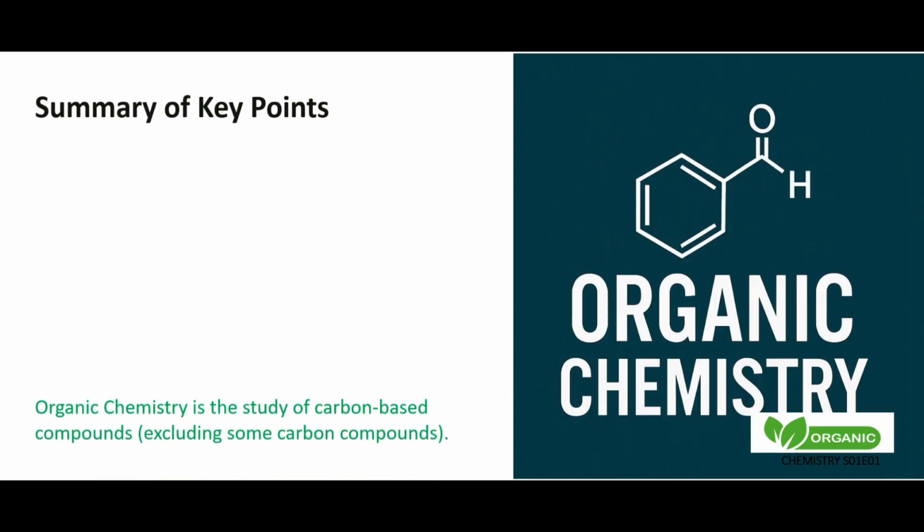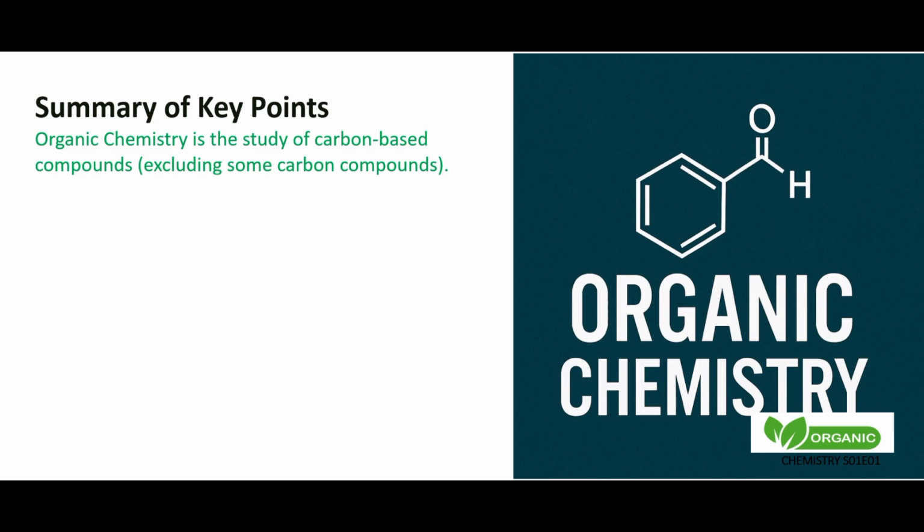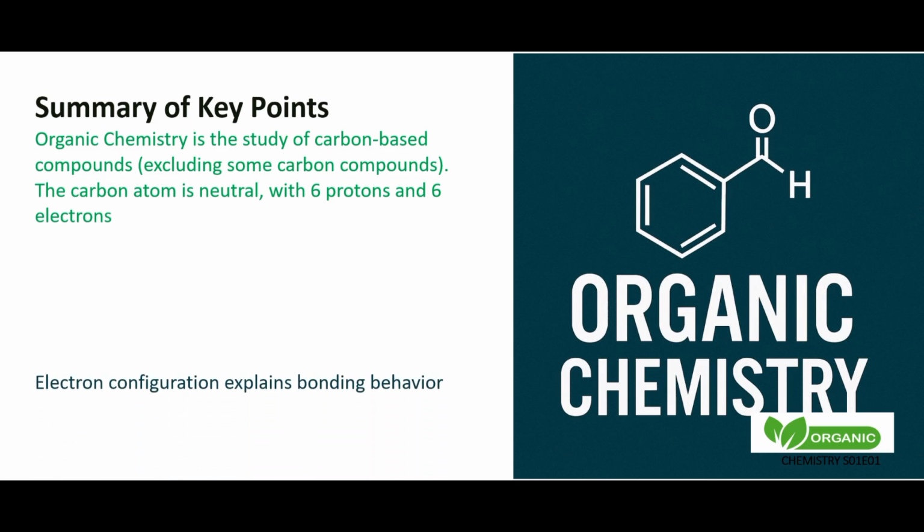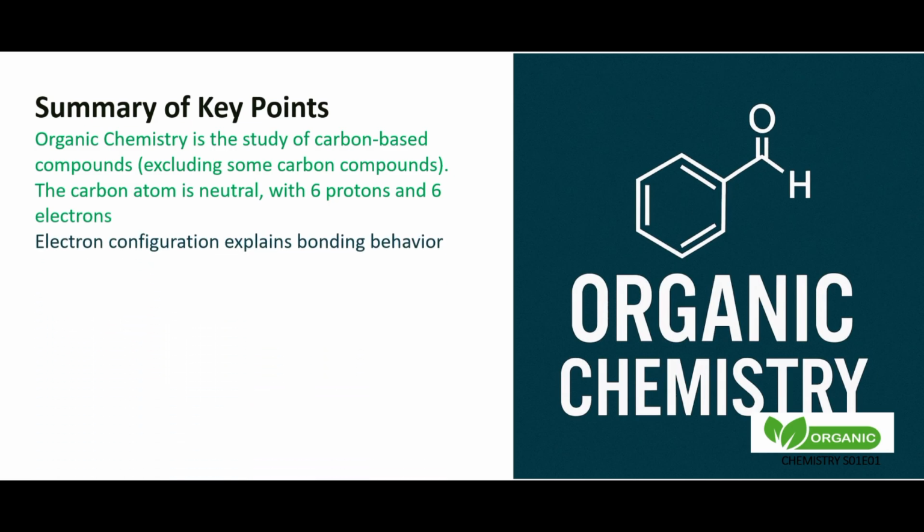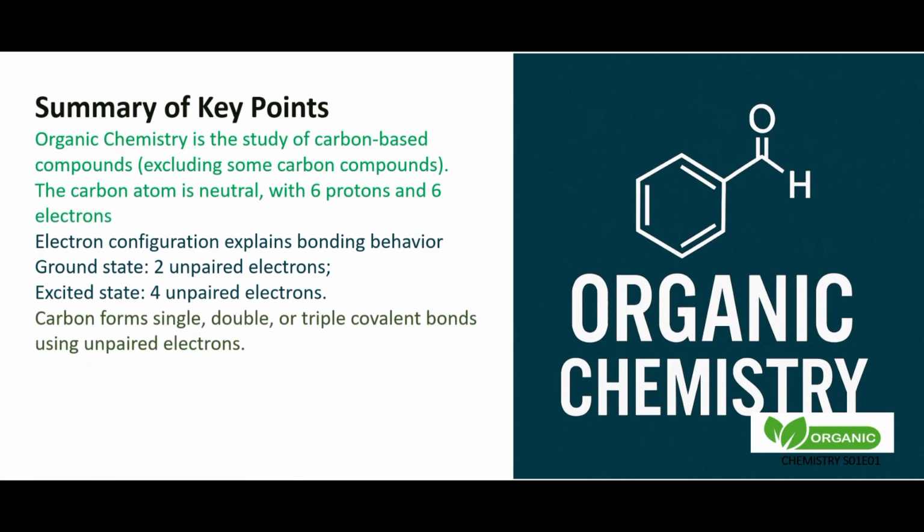In summary, from the beginning, this lesson introduces organic chemistry by defining organic as carbon-containing substances from organisms, and chemistry as the study of matter and its changes. Organic chemistry focuses on carbon compounds, excluding carbides, cyanides, oxides, and carbonates. The carbon atom, with 6 electrons and protons, is neutral. Its electron configuration, ground and excited states, and bonding patterns explain how it forms single, double, or triple bonds.